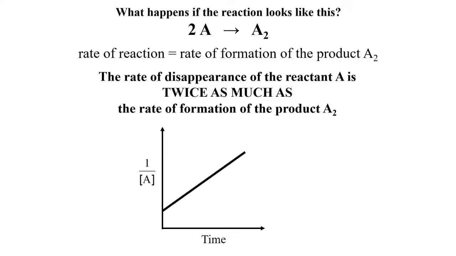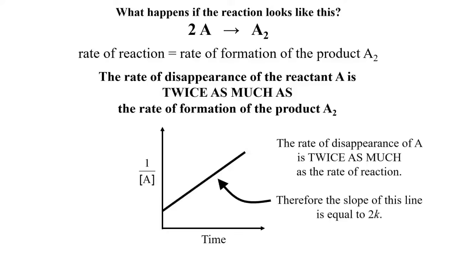And so if you're plotting the change in concentration of the reactant over time, because of that coefficient of 2 in this particular equation, the rate of disappearance of A is actually twice as much as the rate of the reaction. So the slope of this line would actually be 2K and not K. Now, if that's a little confusing, let me see if I can process with you here.